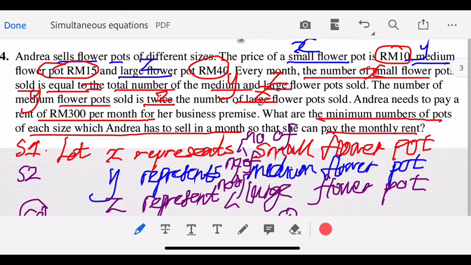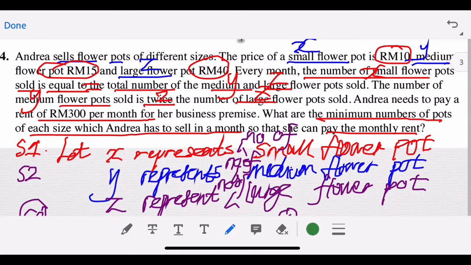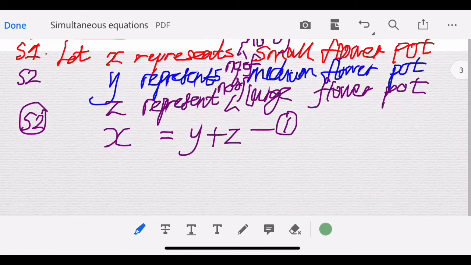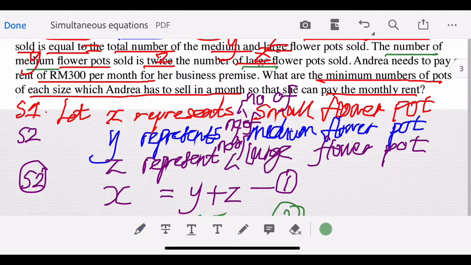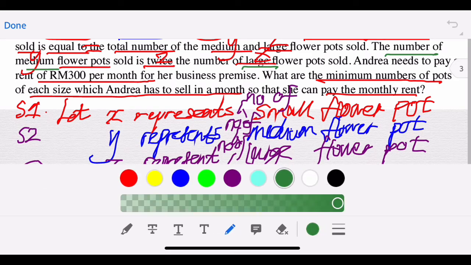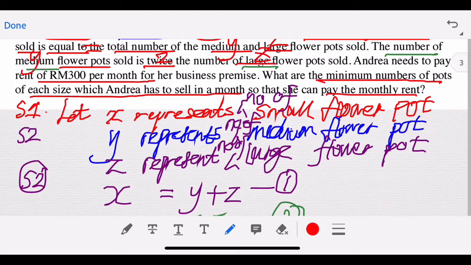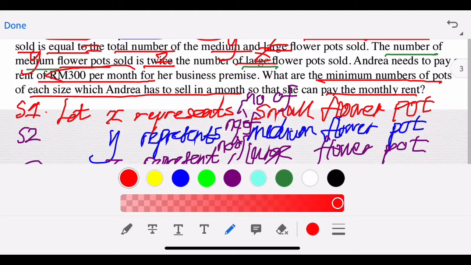Just now when I read through, I also found out that the number of medium flower pots, Y, is twice the number of large. So that means Y is twice the large flower pot. So we have two equations. Then finally we talk about the cost: pay 300 per month, 300 per month.